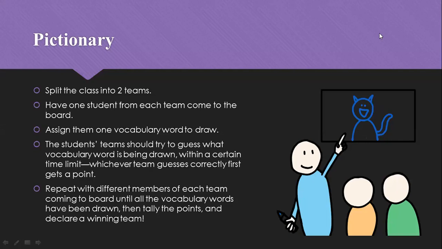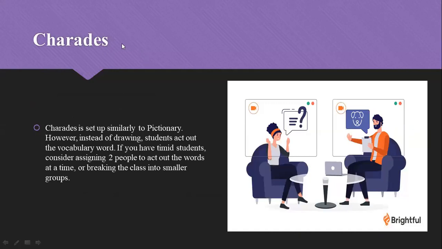Next, sir. Charades. So charades is like Pictionary. The difference between both of these is that in Pictionary there is a picture to draw and guess the vocabulary, but charades is the game of indication. The student should indicate and the other students guess the vocabularies. So next.